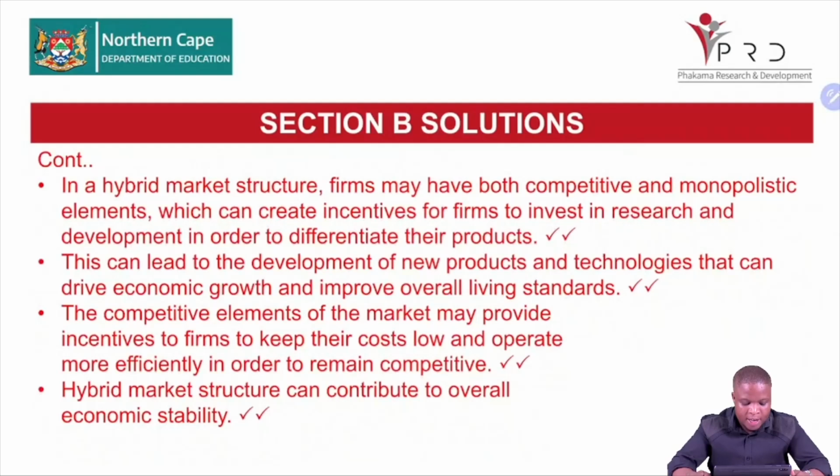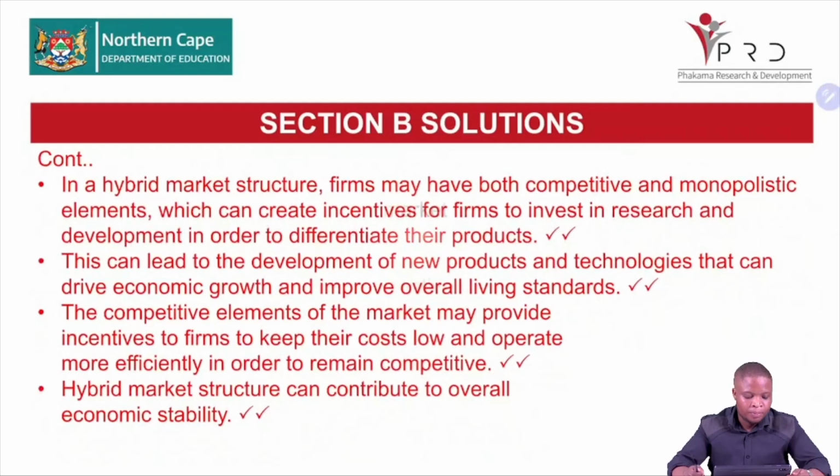The competitive elements of the market may provide incentives to firms to keep their costs low and operate more efficiently in order to remain competitive. So they will try to be efficient and lower their costs. Hybrid market structure can contribute to our overall economic stability. Right, so your answers should be around what is the benefit of monopolistic competition. So you are marking yourself from this marking guideline and anything that is relevant to the question.